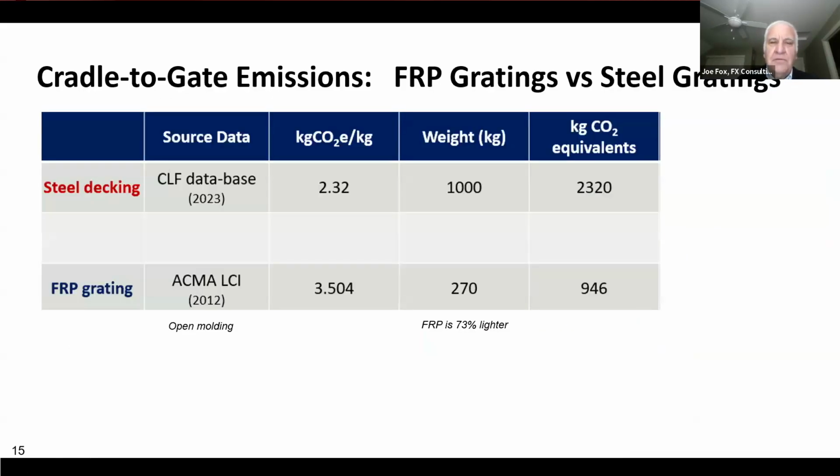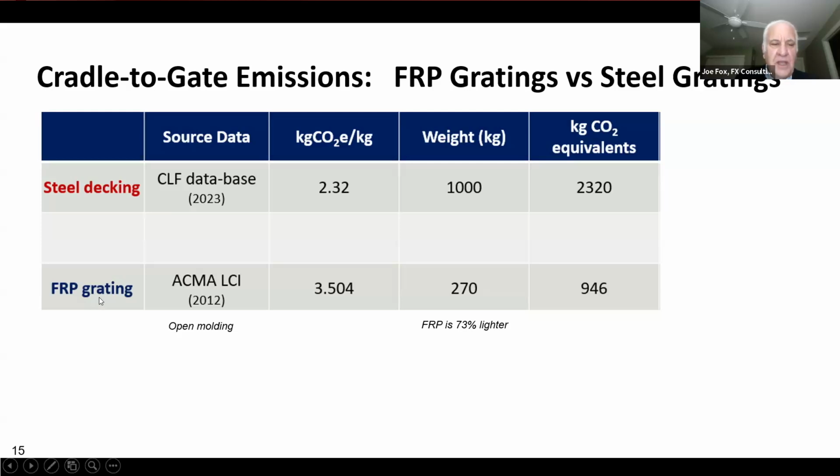So let's do our first calculation. This is cradle to gate emissions where I'm comparing FRP gratings to steel gratings. So I go into the CLF database, the 2023 version, and I get information for steel decking. Here is the emission factor, 2.32 kilograms of CO2 equivalents per kilogram. To keep the math simple, I've assumed a weight of 1,000 kilograms. You multiply these two columns together and you get 2,320 kilograms of CO2 equivalents.